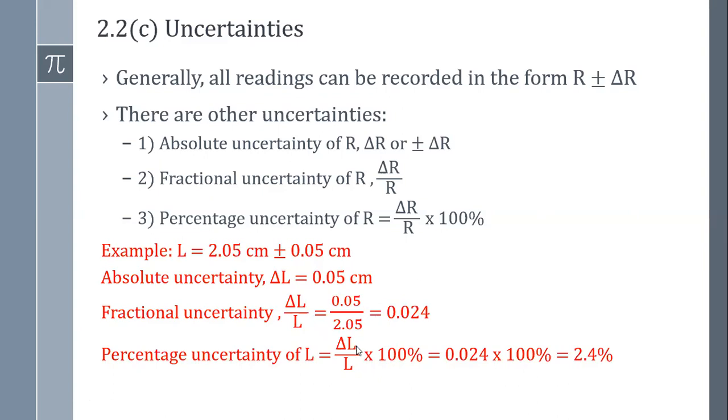Okay, the third type is called percentage uncertainty. Percentage uncertainty is just the fractional uncertainty multiplied by 100%, so 0.024 times 100 gives the percentage uncertainty. In Cambridge, out of these 3, the most common one they will ask is percentage uncertainty. The second most common is absolute uncertainty. Fractional is very rare. So give importance to percentage and absolute. Three types of uncertainty: change of R, change of R over R, and change of R over R times 100% is the percentage.